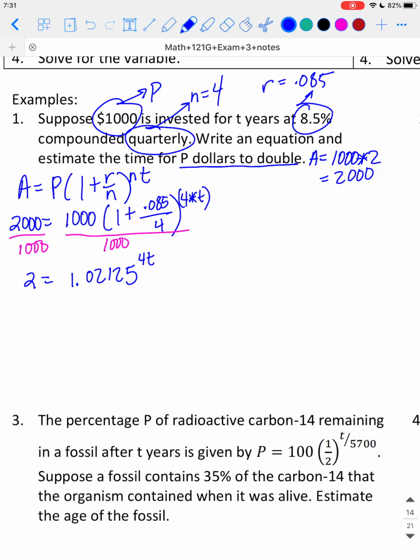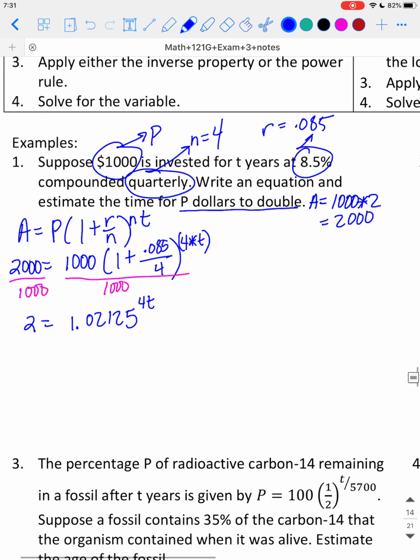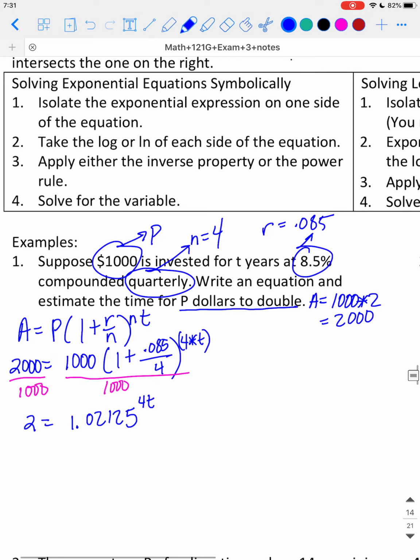Okay, so we have an exponential equation. The variable is in the exponent. And so here again, isolate the exponential expression on one side. So I'm on step 1, and step 1 is done here. So I'm going to put here, all of this is step 1. And then step 2 says take the log or ln of each side of the equation.